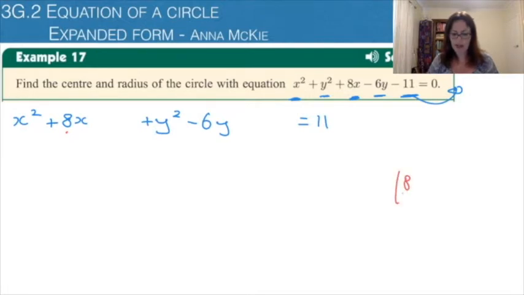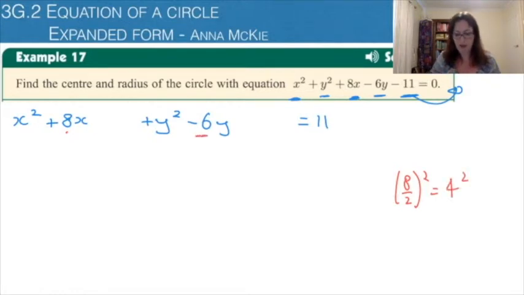We take the 8, divide by 2 and square it. You might be tempted to make that, so that would be 4 squared, so make that 16, but don't. Don't work it out. Leave it as the 4, so 4 squared. I'll come back to that in a minute.